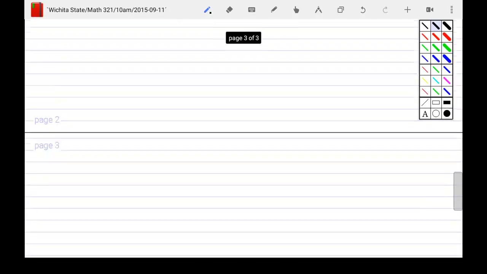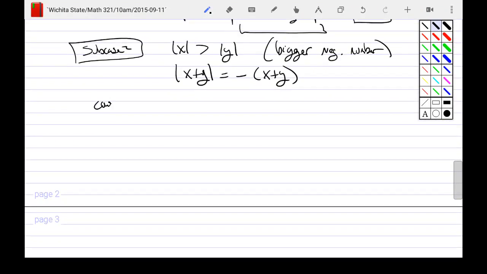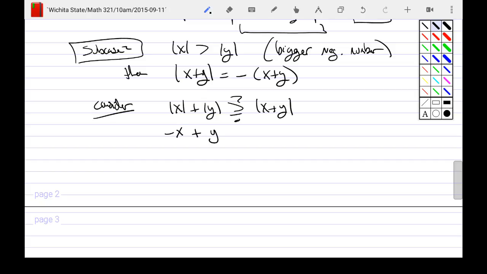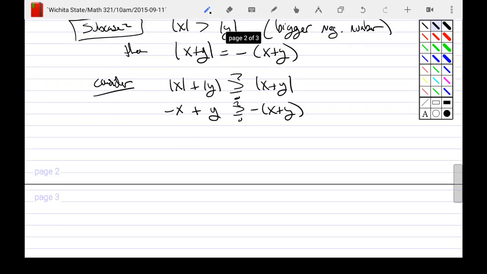All right. So now let's consider, what's the absolute value of x plus the absolute value of y? Is it indeed greater than or equal to the absolute value of x plus y? Well, what's the absolute value of x again? Minus x. What's the absolute value of y? Y. Is this greater than or equal to minus x plus y? Well, again, I could take that minus through on the right. This is negative x plus y. Is this indeed greater than or equal to a minus x plus a minus y?